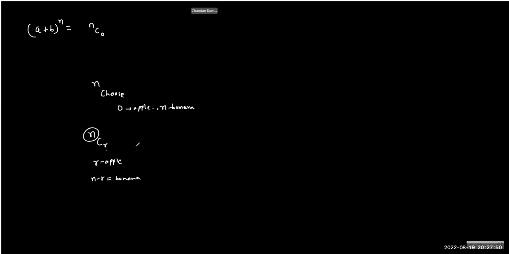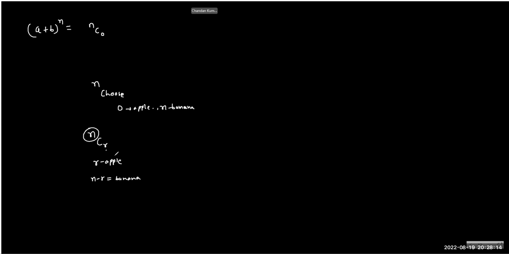So nCr is a way of writing in which n says the total number you have to pick anyway. The C is called selection or choice, or you can say choose. And r always talks about the first term of the binomial A plus B, that is, choose r apples. And the remaining will by default become bananas.